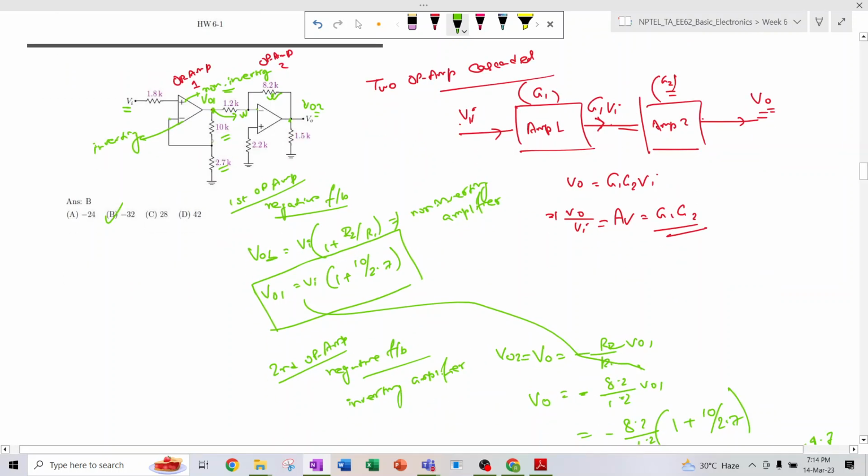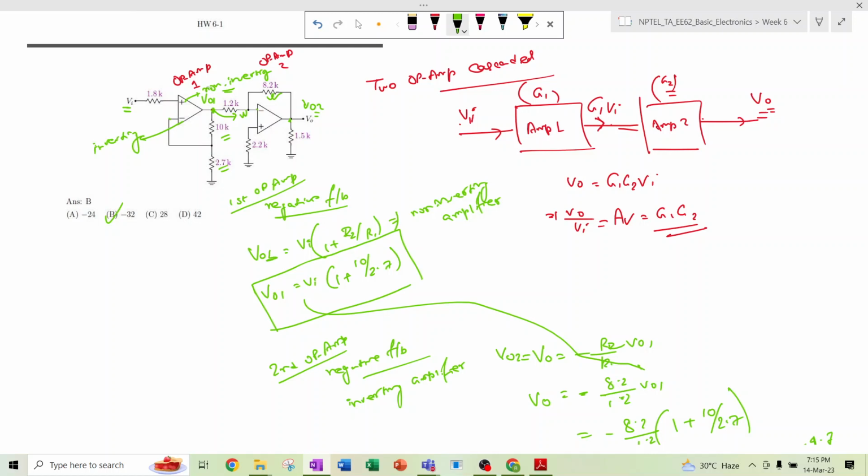And in the second op amp, this output is fed to the negative terminal of the op amp. The second op amp also has negative feedback. That means the feedback path is connected between the output and the inverting terminal, and the input voltage is applied at the inverting terminal. So that means it is an inverting amplifier, right?